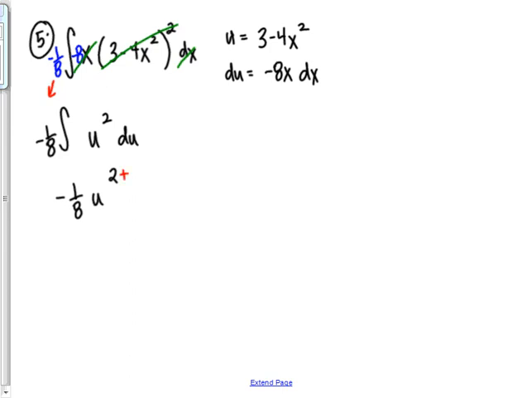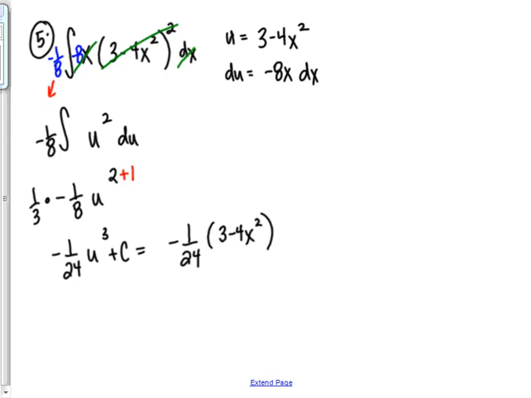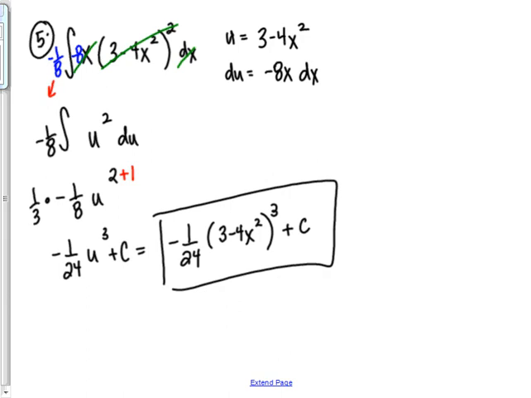Alright, so if I add 1 to it, what new power do I get? 3. I don't want to write this because I already have that fraction. So dividing by 3 is the same as multiplying by 1/3. So I get negative 1 over 24 u cubed plus c, or negative 1 over 24. Replace that u with 3 minus 4x squared cubed plus c. Alright, let's do another one of those.